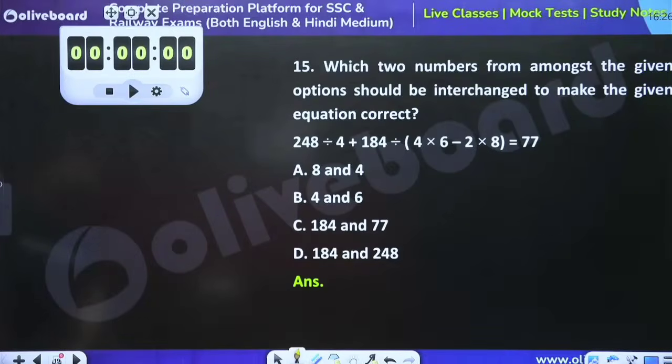Okay, let's check where exactly things are going wrong. So if you check the bracket, it's 24 minus 16. So that makes it 8, and 184 divided by 8 is 23. 248 divided by 4, 62. 62 plus 23, there's a very minute gap.